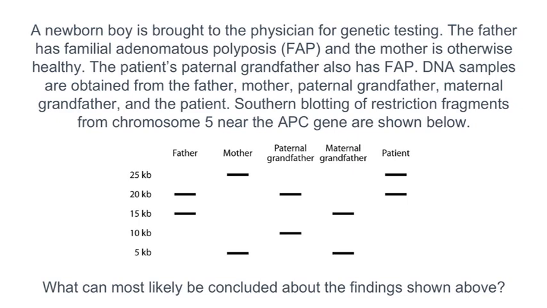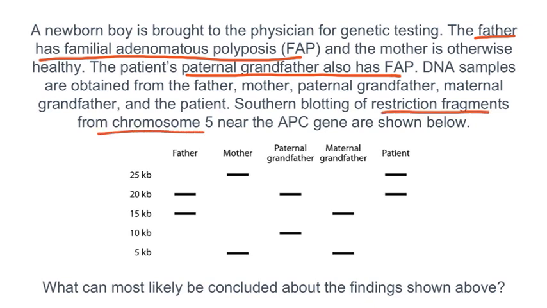Hopefully from the question stem, you notice that the father and the paternal grandfather both have familial adenomatous polyposis. Recall from genetics that this is an autosomal dominant condition that causes the colon to be covered with adenomatous polyps. This condition progresses to cancer, so the colon must be removed before this happens. Notice that restriction fragments from chromosome 5 were used. Restriction fragments are simply fragments of DNA that are the product of DNA-degrading enzymes.